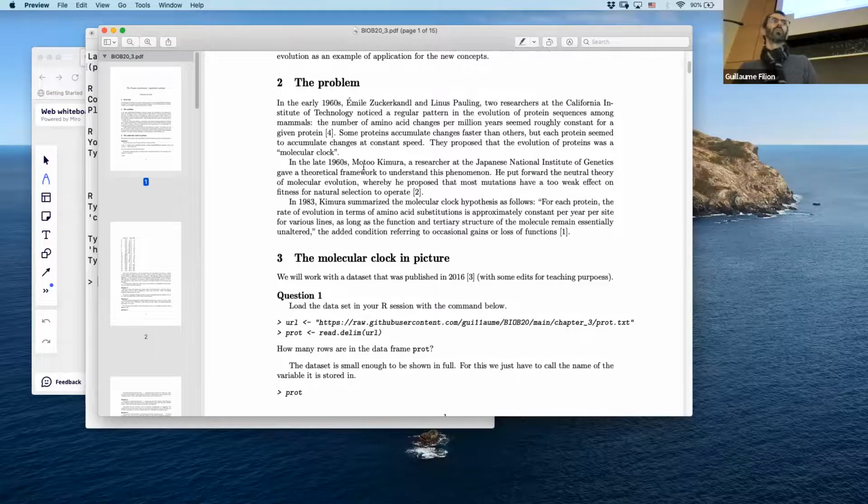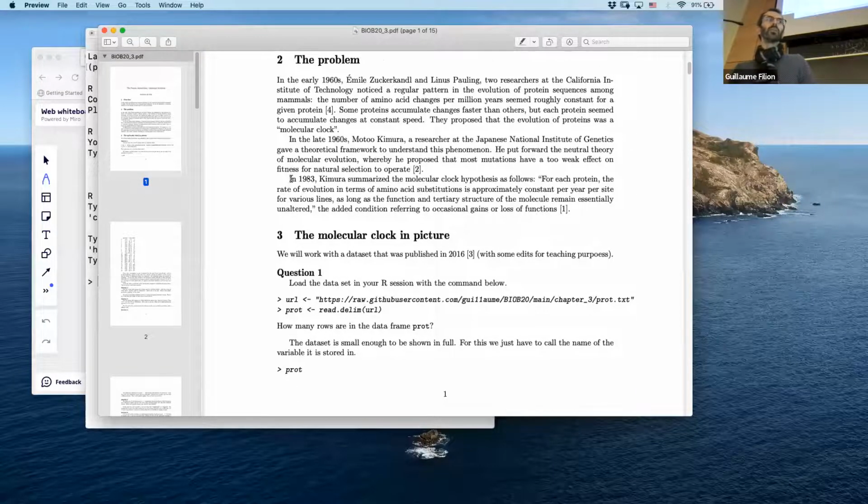So if you hadn't heard about the work of Motoo Kimura, I advise that you have a look at it if you're interested in evolution in general. This is the most remarkable improvement, or you could say amendment, of the theory of Darwin in the 20th century.